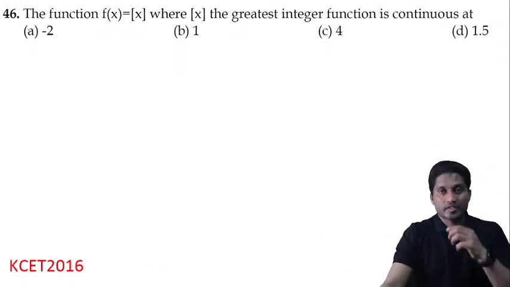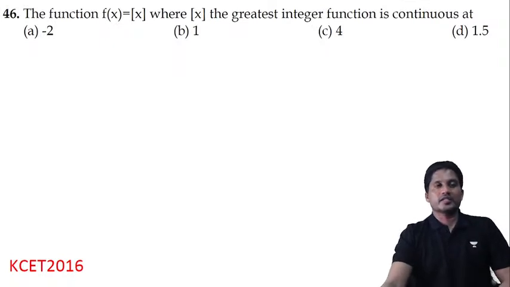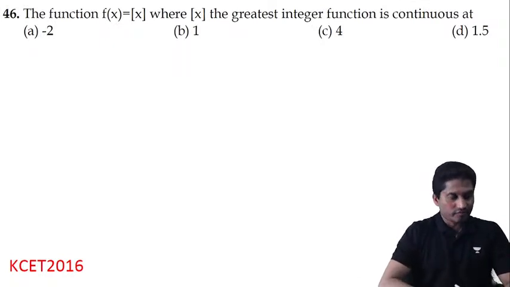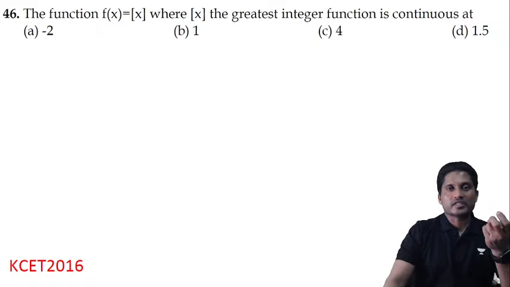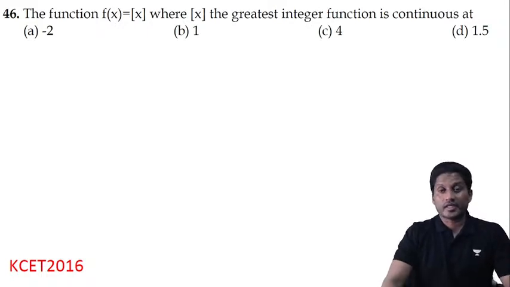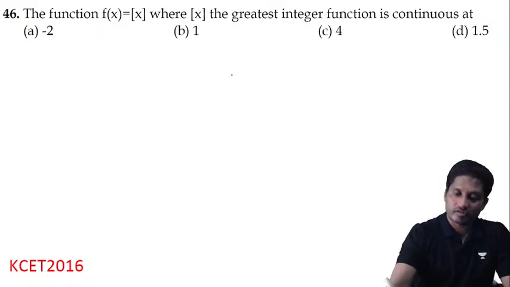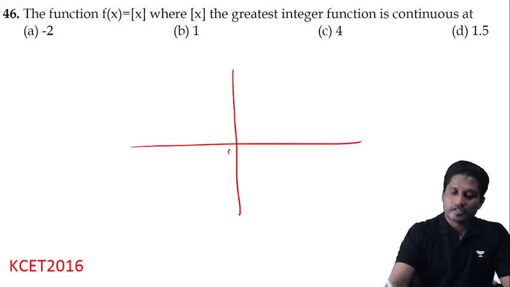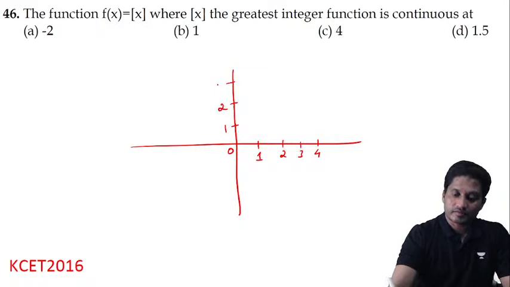The function f of x is equal to box x. We did this in the previous year paper as well, 2015. Box x is discontinuous at all integral points. It is continuous only at non-integers. I told you this, right? Same graph: the greatest integer function, with 0, 1, 2, 3, 4 marked on the axis and so on.